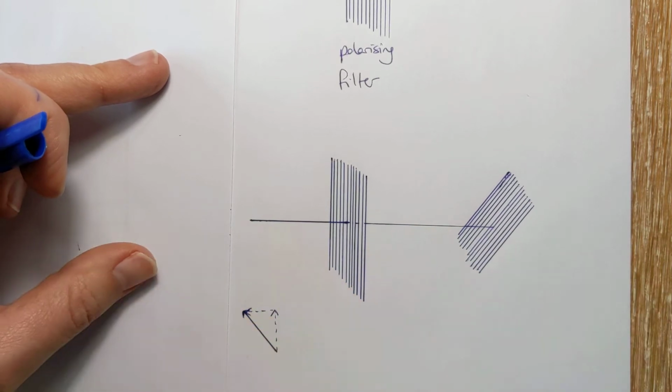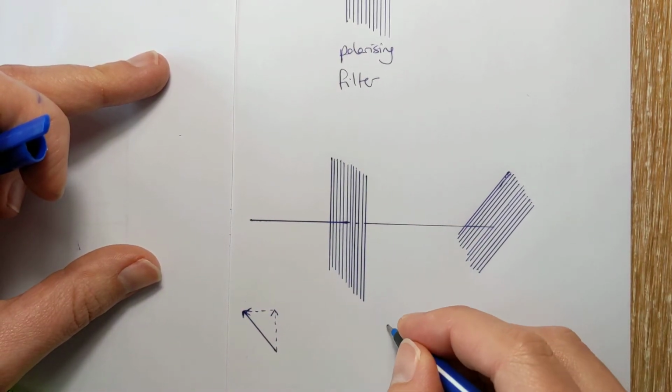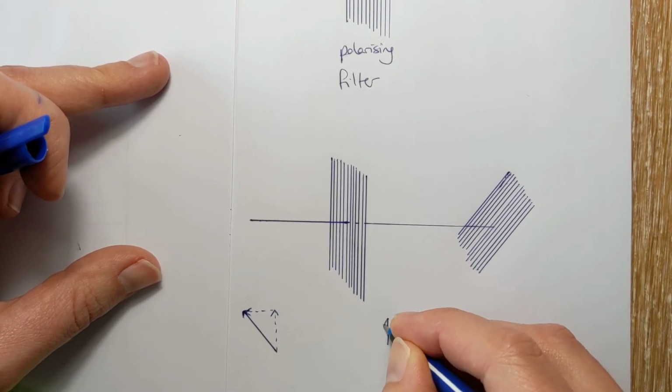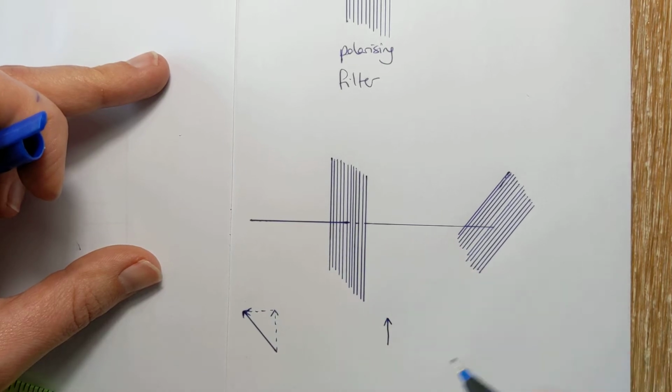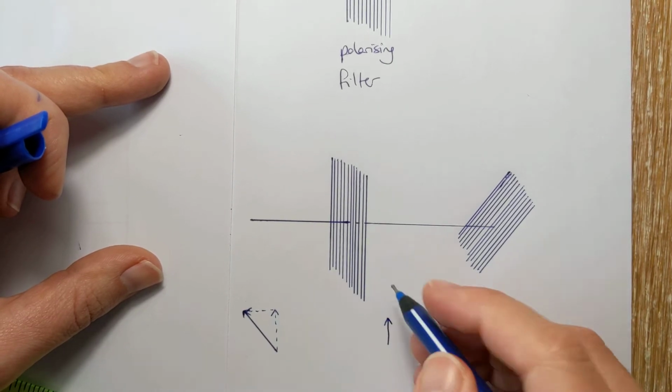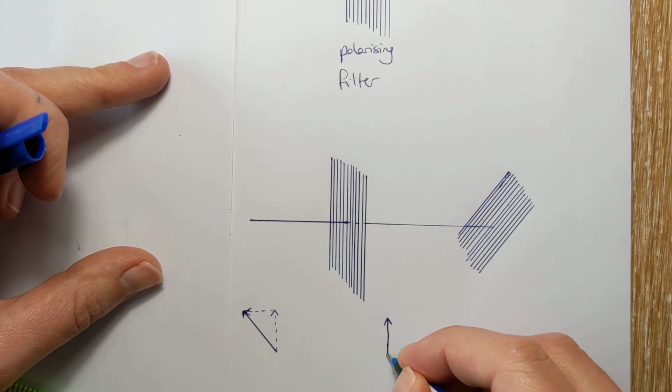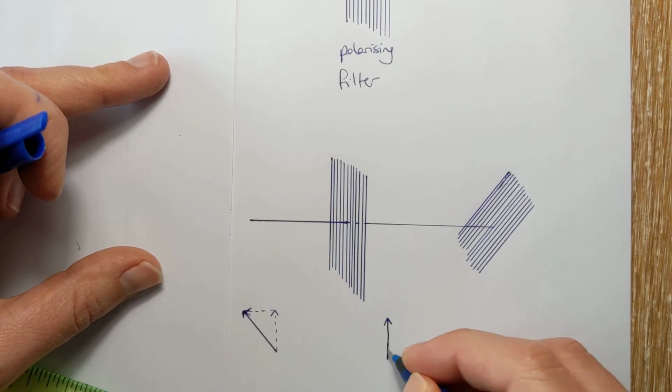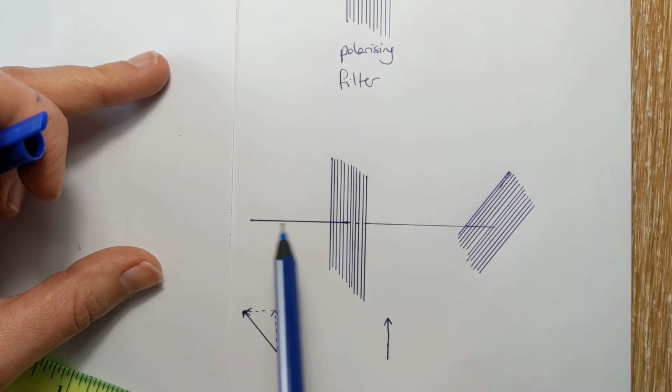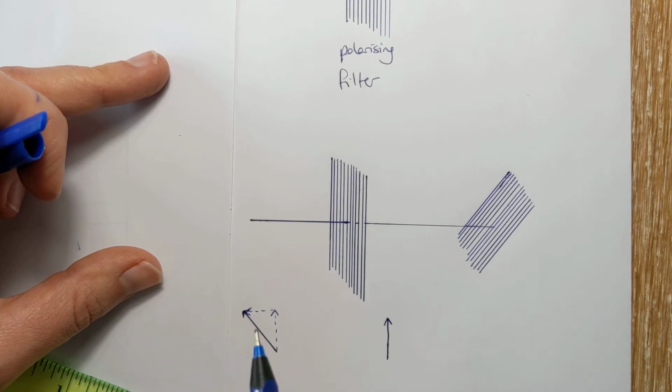Okay, so the light that comes out the other side is polarized, it's vertically polarized, but it's not, I should have done it a bit bigger, it should be exactly the same size as that vertical component there. So this light's not as bright as the light that was shining on there because some of it hasn't got through the filter.